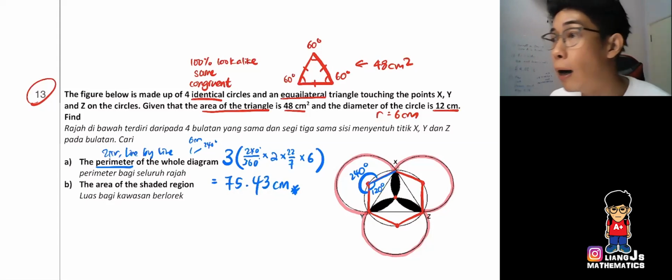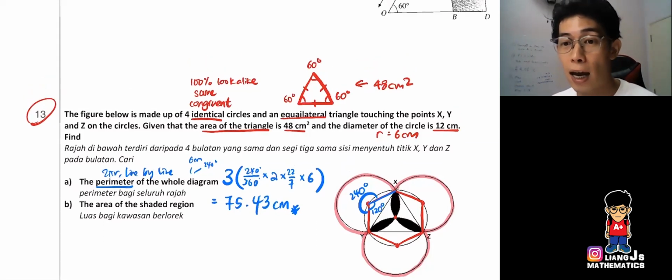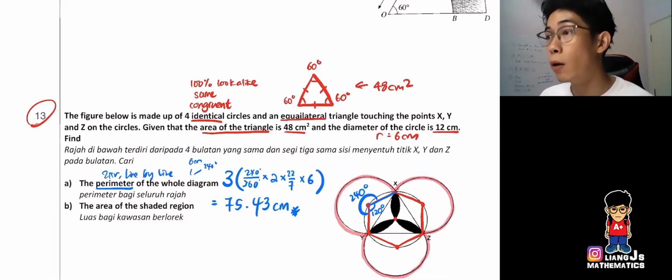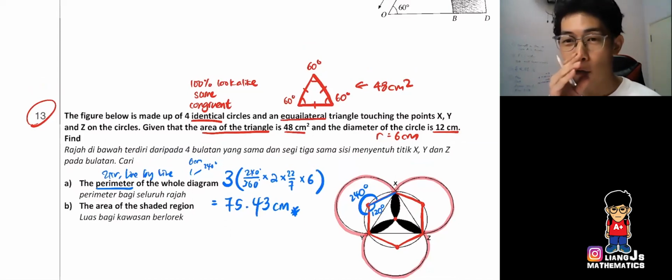Okay, Jala, the 6 cm is given there because they say diameter 12 cm. Okay, diameter 12 cm. Okay, Angela, will this kind of question come out in the exam? For Catholic High School, yes.